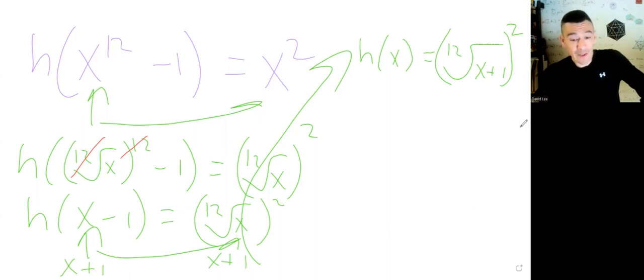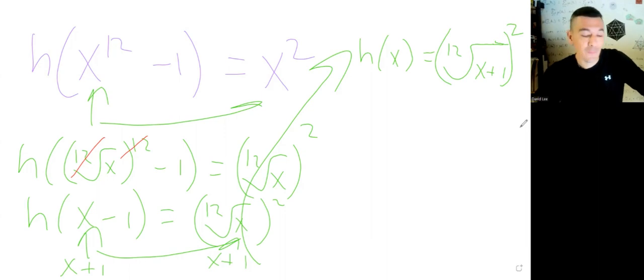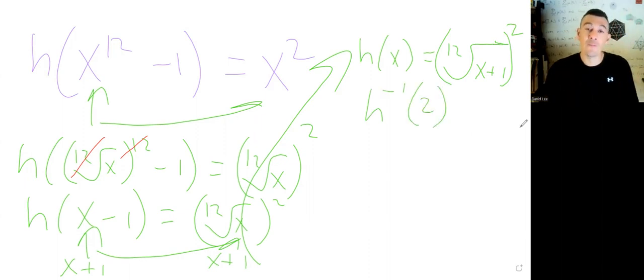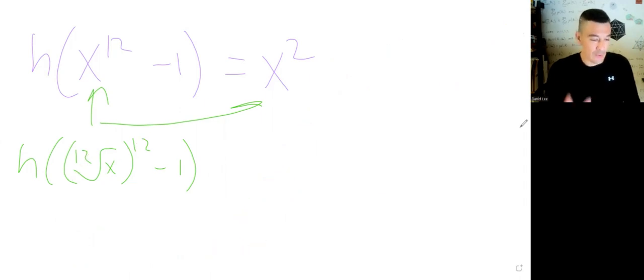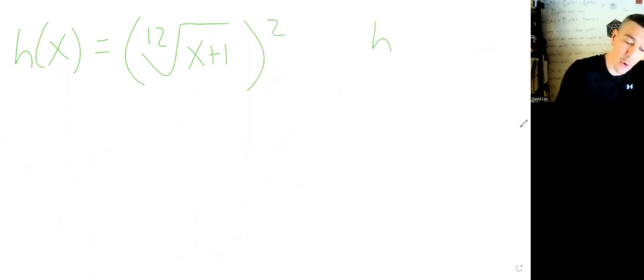And I think now we can proceed to the goal. Let me make that clear. Let me just extend it above the 1. I think now we can proceed on to the goal because the goal was to find h inverse of 2, right? That's the goal, h inverse of 2. So up to this point, we have discovered that h of x equals the 12th root of x plus 1 to the power of 2. And the goal is to find h inverse of 2.